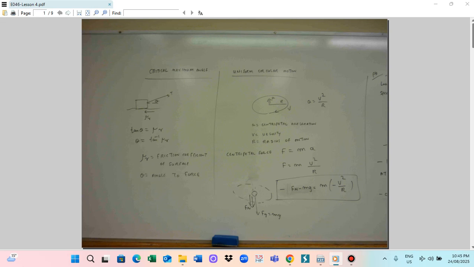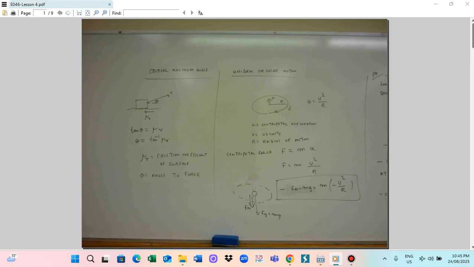To overcome the friction, the angle required can be found using the formula: theta is equal to tan inverse μR. μR means the coefficient of friction of the surface. And in this way we can calculate the maximum angle needed to overcome the friction.